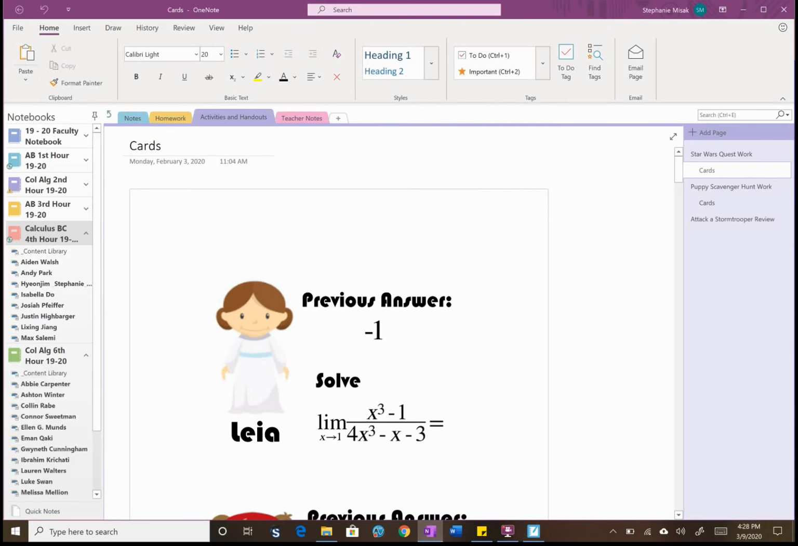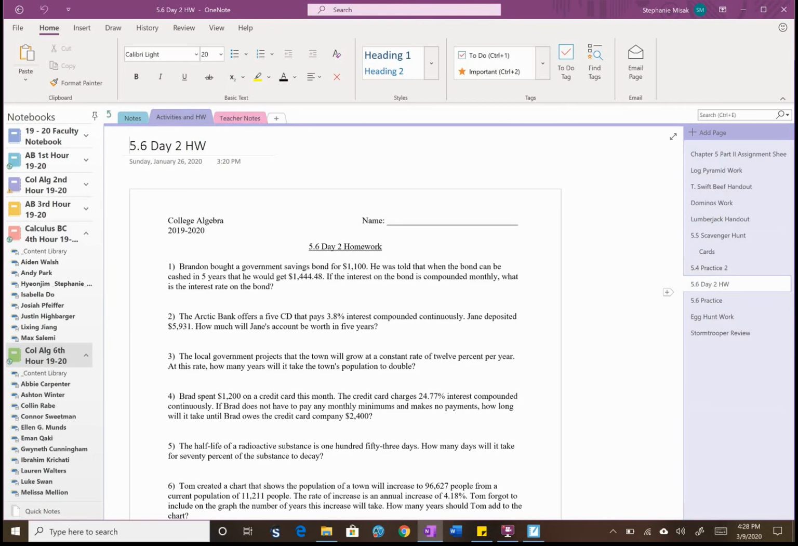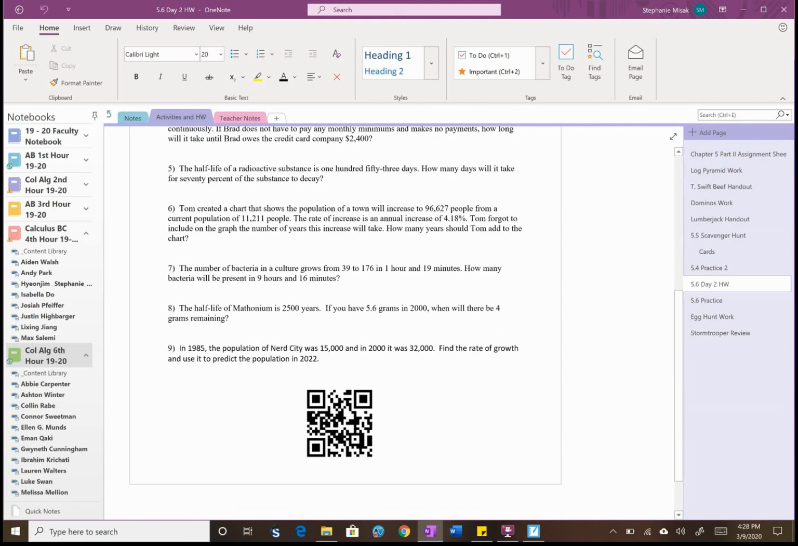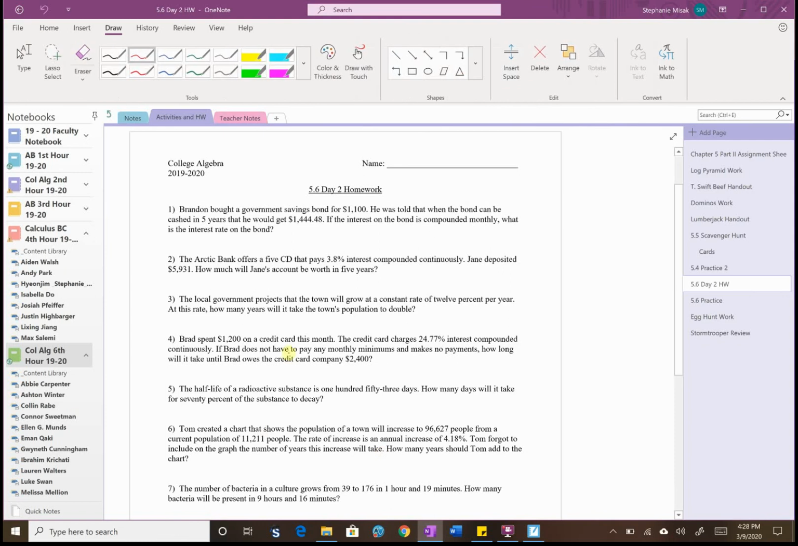Okay, so in your OneNote, you're doing 5.2 day 2 homework. Please don't do 5.6 practice. You're doing 5.6 day 2 homework. Notice you have a QR code to check your answers when you're all done. Last I checked, it was working. So, of course, don't try to cram it in the page. All work is neatly numbered off to the side, like usual.